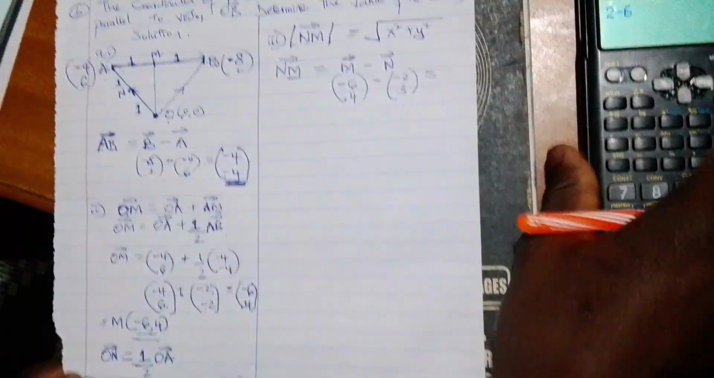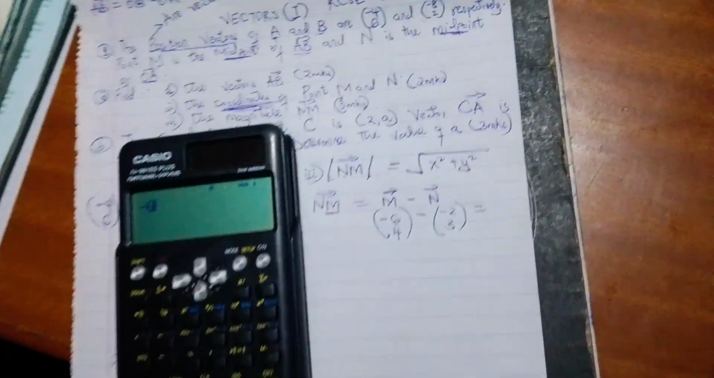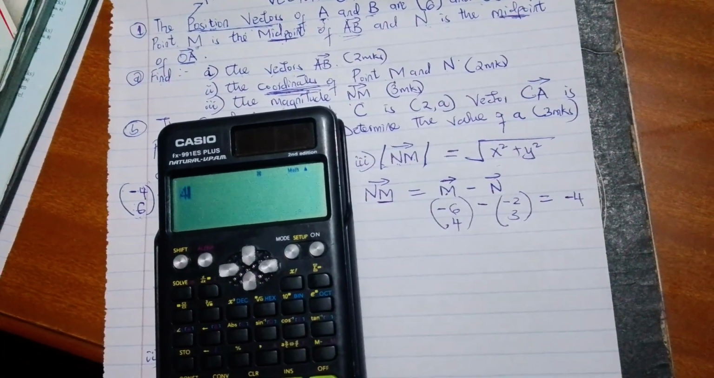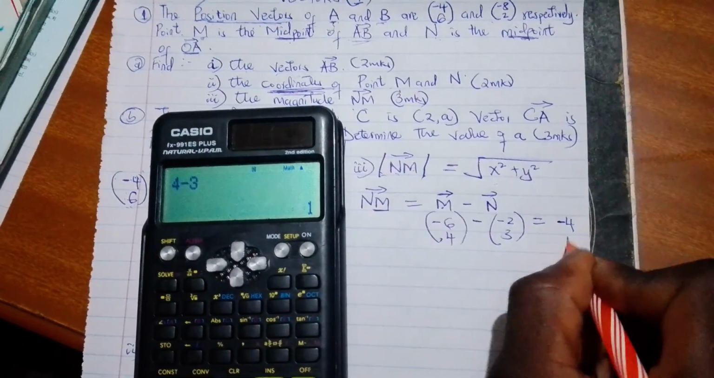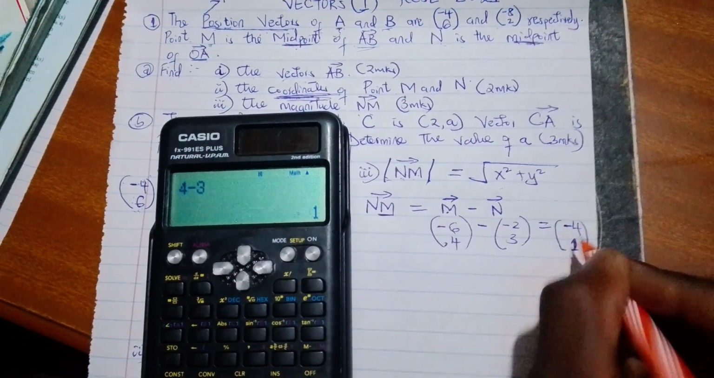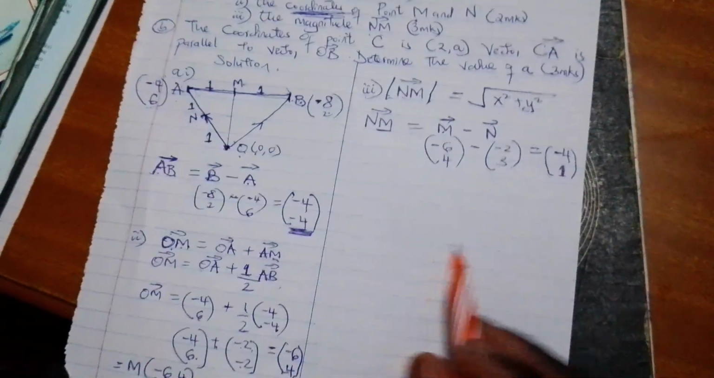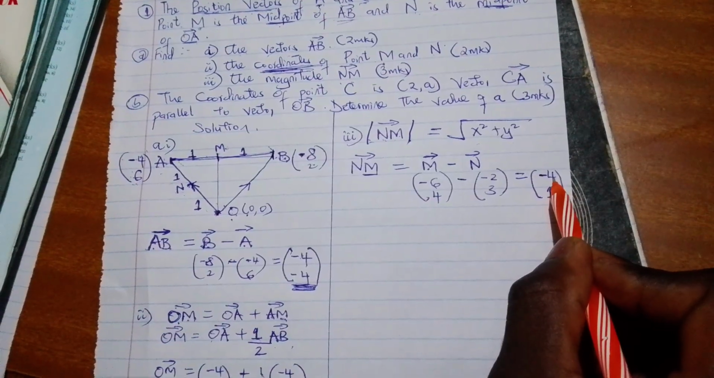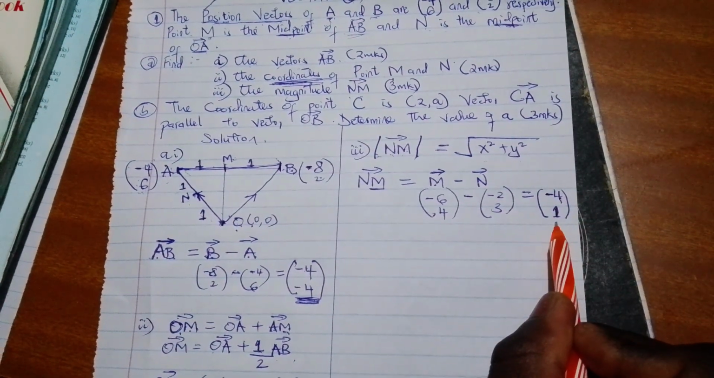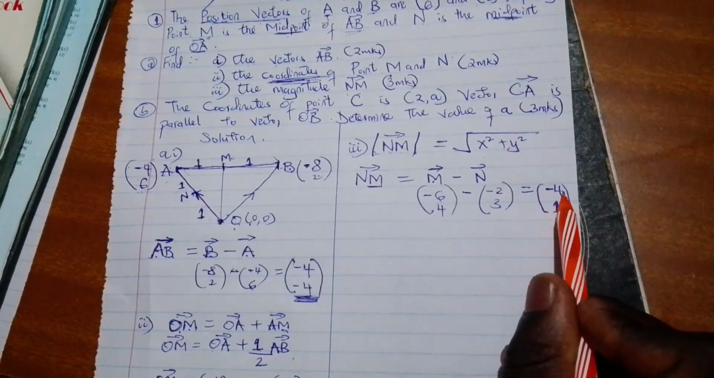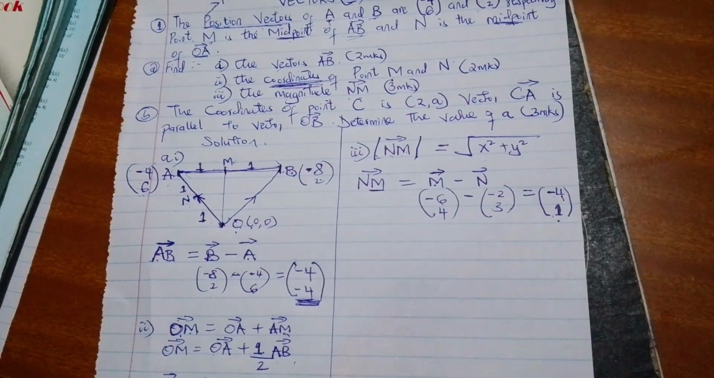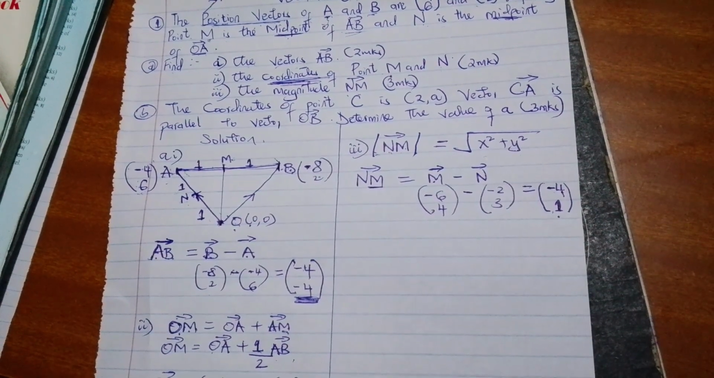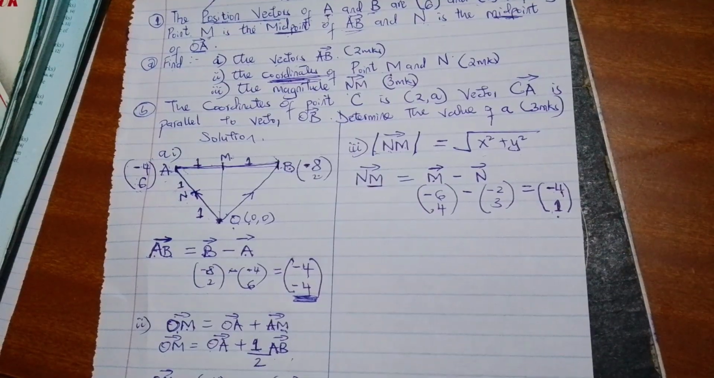This will be equal to negative 6 minus 2, that is negative 4. Use your calculator. Then 4 minus 3, simple, but use your calculator, that is 1. So the one in the numerator takes the x position, and the one in the denominator takes the y position. If I write it in coordinate form, it will be negative 4, 1, and coordinates are always written in the form x, y. If you ignore z, z is for 3D, but you people are still doing 2D.